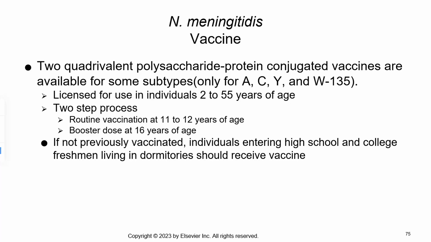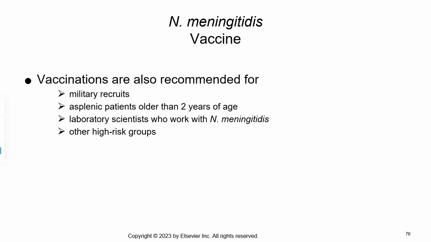And meningitis vaccine. So there are vaccines that exist. Routine vaccination at 11 to 12 years of age, and then a booster dose at 16 years of age. If not previously vaccinated, individuals entering high school and college, freshmen living in dormitories, should receive the vaccine. Military personnel should receive the vaccine. So vaccines are also recommended, as I mentioned, for military recruits, asplenic patients older than 2 years of age, laboratory scientists who work with meningitis, and other high-risk groups.